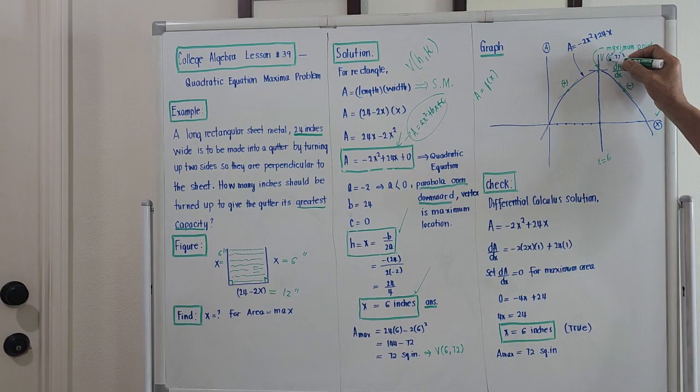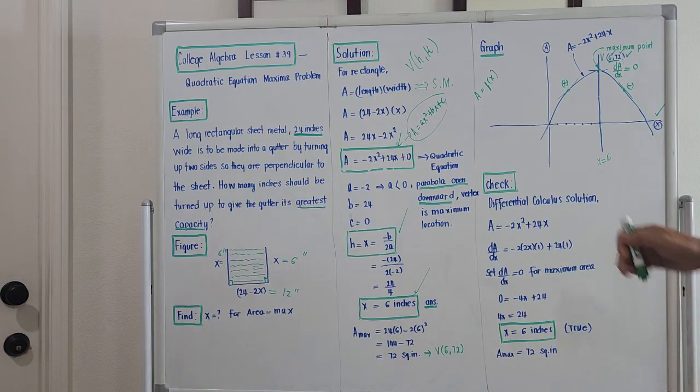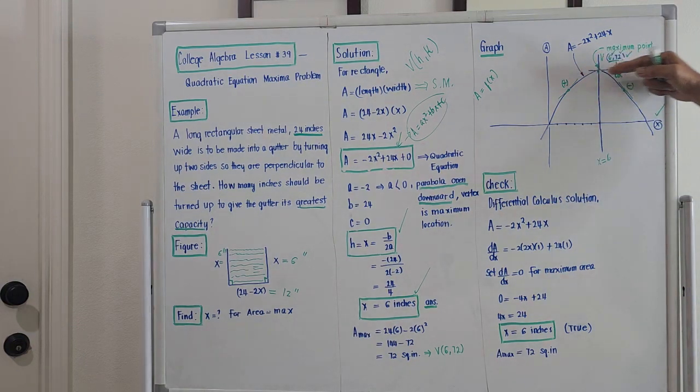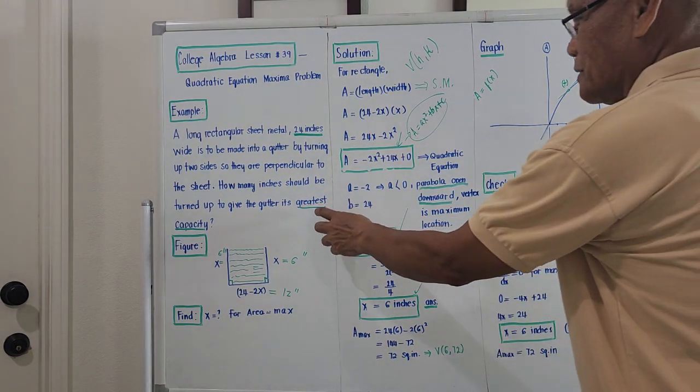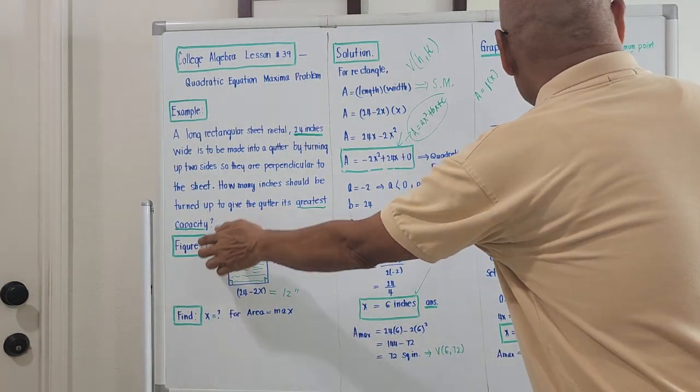So the vertex is at the location 6 and 72. That's the parabola. It opens downward, so there is a maximum point, and the location of the maximum point is at the so-called vertex, because it refers to the so-called greatest capacity.